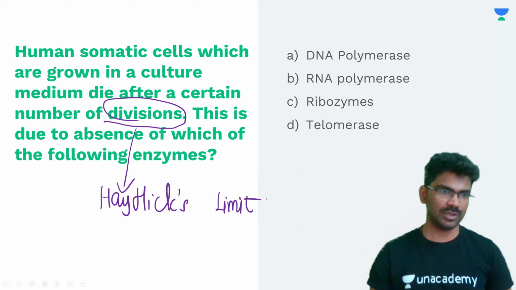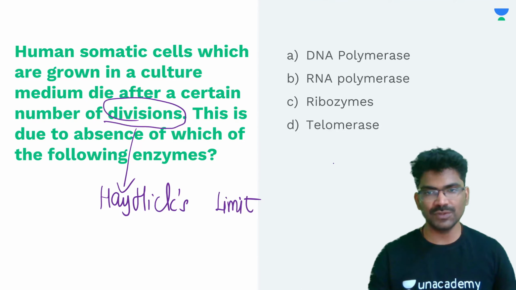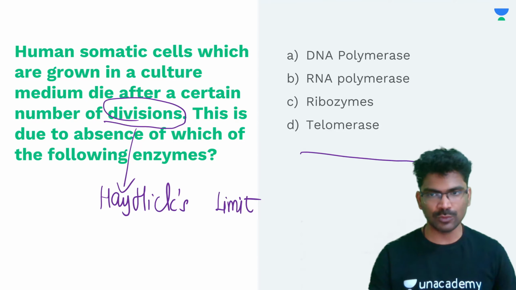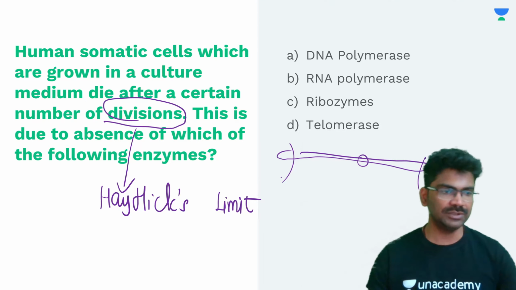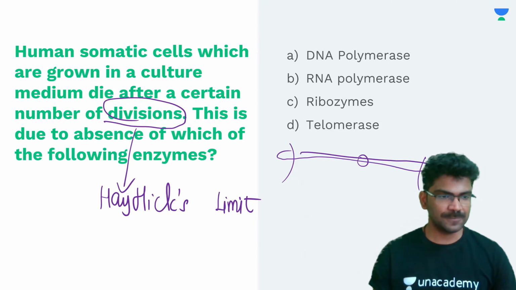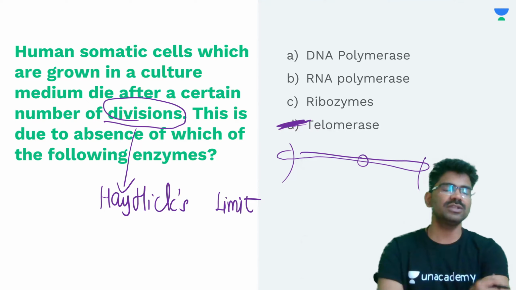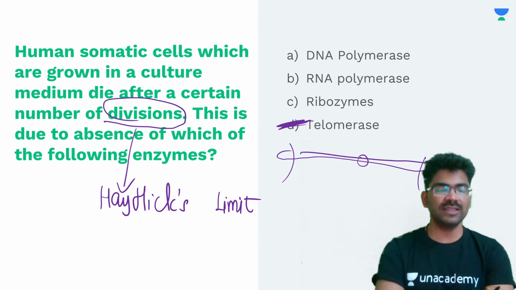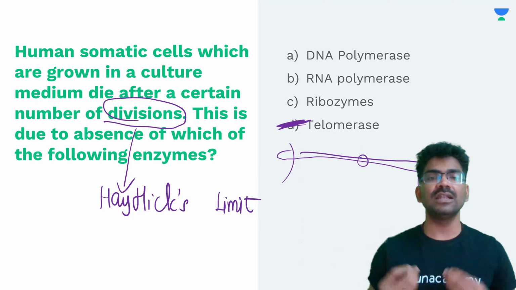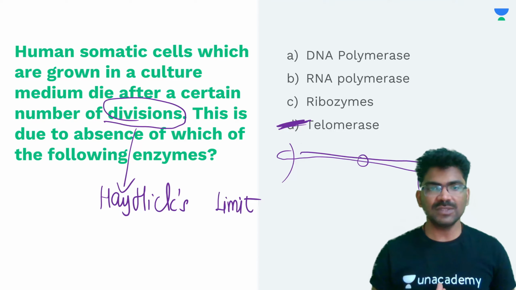limit. So with successive cell divisions, the end portions of the linear chromosomes get shortened. So the answer is what? Telomerase. Answer for this question is telomerase. Absence of telomerase is the reason for replicative senescence and aging. Telomerase is present in your stem cells and cancer cells.